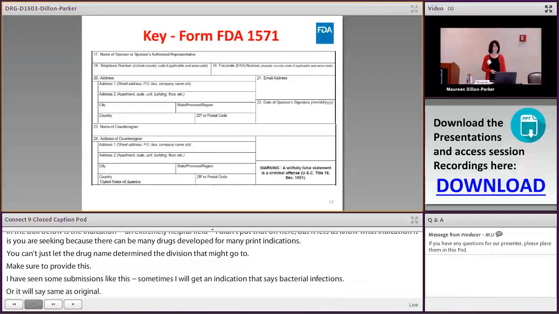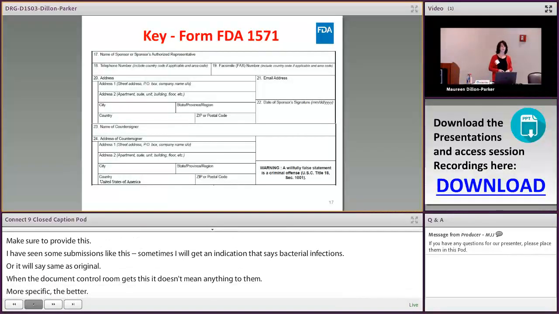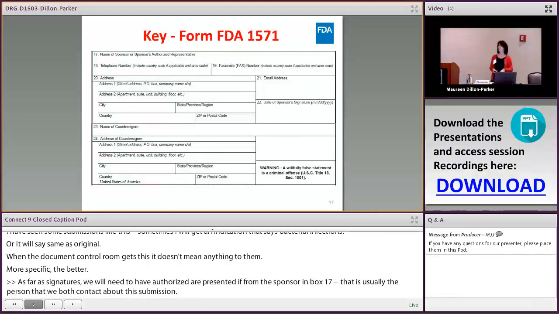As far as signatures on the form, we're going to need the authorized representative from the sponsor in box number 17. It's usually the person that we're going to contact about the submission. If this person does not reside in the United States, we're going to need a counter signature, and that would go in box number 23, so it would be a dual sign off on the form.